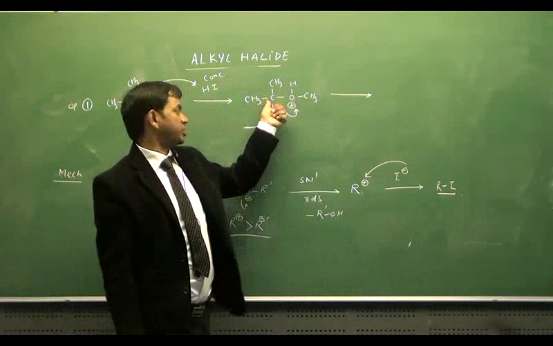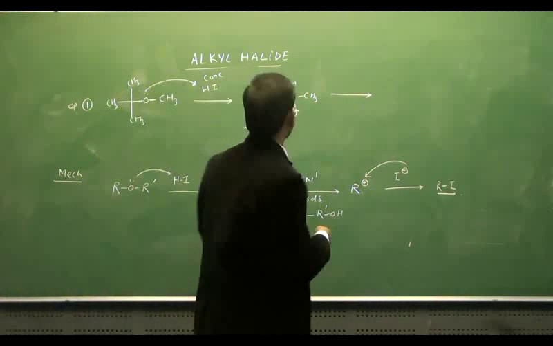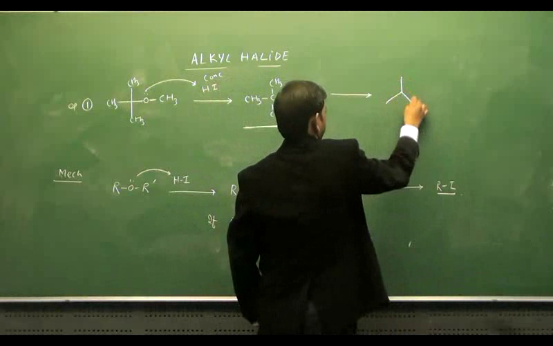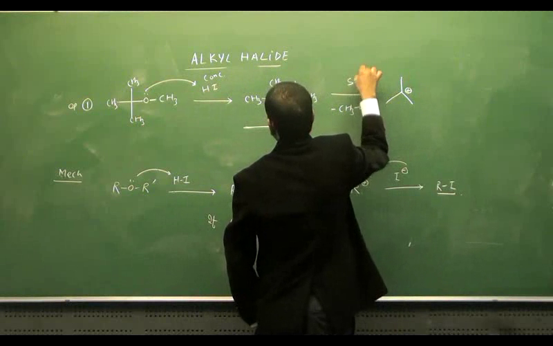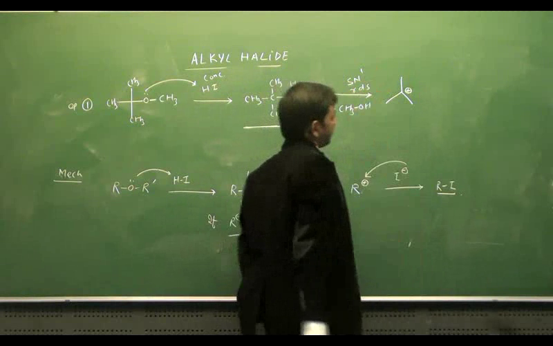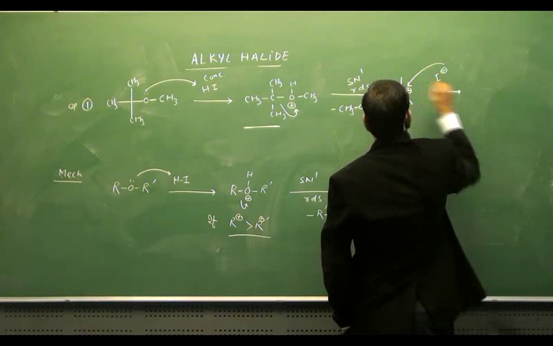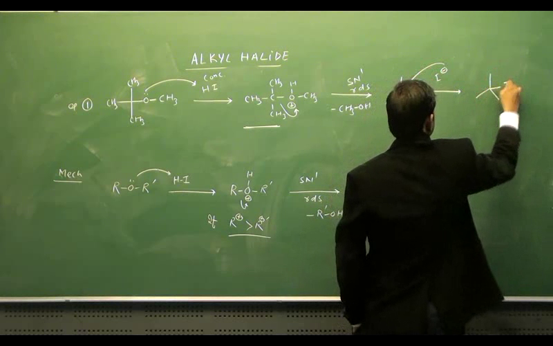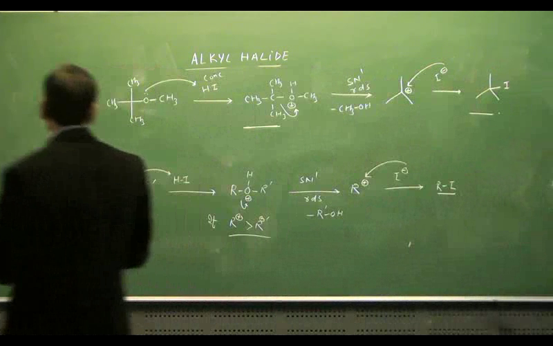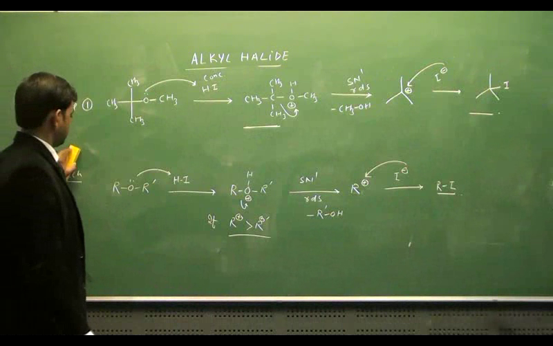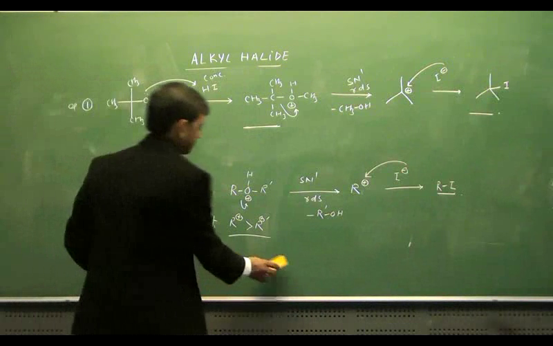If this sigma bond breaks, a 3 degree carbocation is formed; if this sigma bond breaks, CH3 positive forms, so this 3 degree carbocation is more stable. So this carbocation forms, minus CH3OH. SN1, and this step is the rate determining step. Finally, I negative, the nucleophile, attacks and gives the product. So with concentrate HI, if any alkyl is 2 degree or 3 degree, it follows SN1.